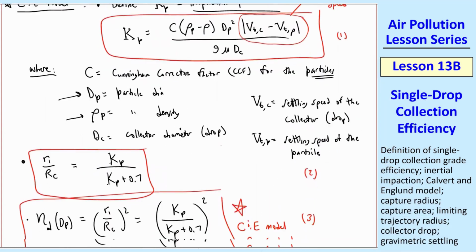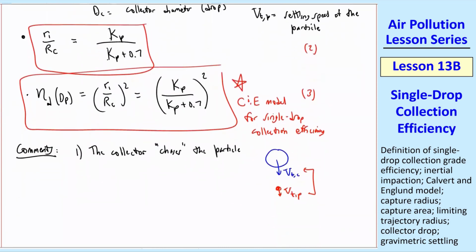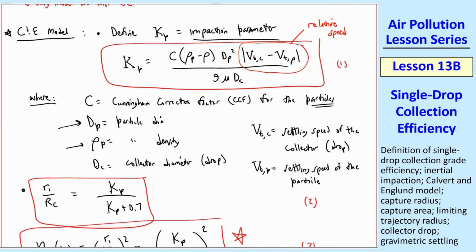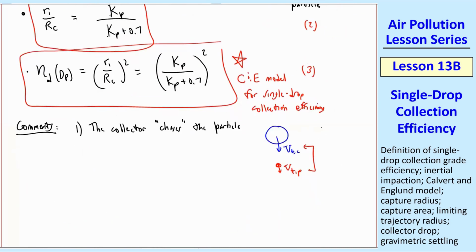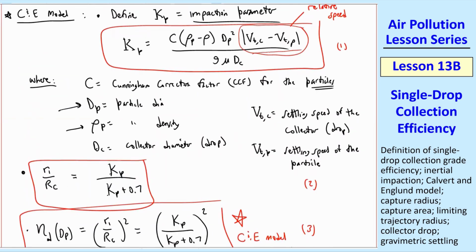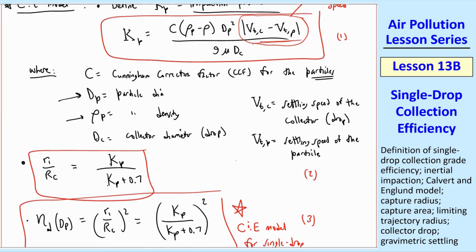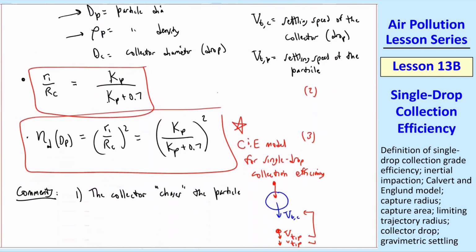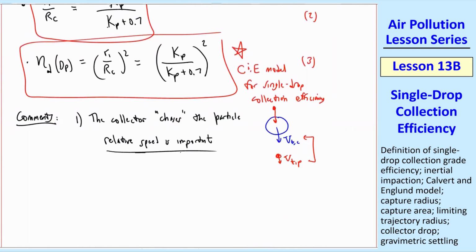But notice its absolute value, because what can happen is, especially if you have some very heavy particles, sometimes if the particle is big enough or if it's heavy enough, it can actually have a VTP that's greater than VTC, and then the particle would be impinging from the top onto the drop. It'll still get collected that way, so you still have a collection efficiency. But when VTC minus VTP is 0, they're both falling at the same speed, and therefore they never hit each other. So relative speed is important.